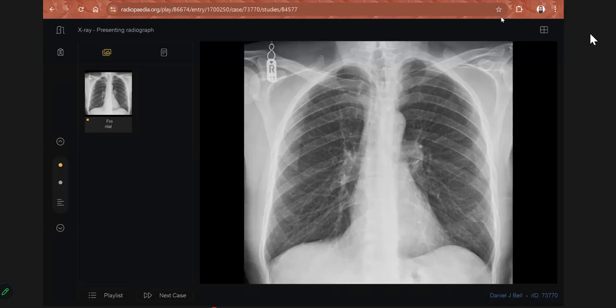Ignore the hilar region, just focus. Yes, I can see that in the right cardiophrenic angle there is an opacity which is somewhat silhouetting the right heart border. Which one? Wait, I want to give you control. Show me. Yes, this one here.